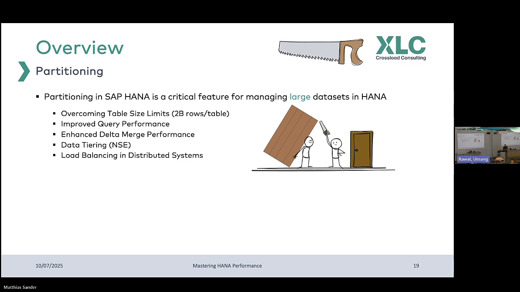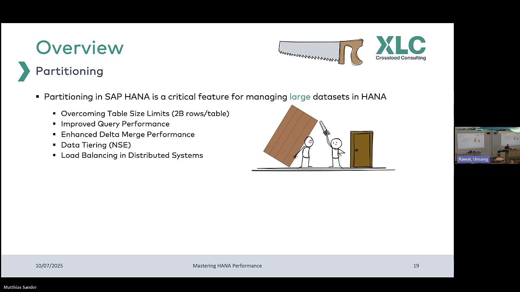It improves query performance, like with partition pruning. It enhances delta merge performance. If you're thinking of a very, very big table, for example 300, 400 gigabytes, the delta merge takes quite a long time. And the rule of thumb is that for a delta merge you need the memory multiplied by 2. So for a 400 gigabyte table, you need roughly 800 gigabytes of memory. For some systems, this might be a big problem.